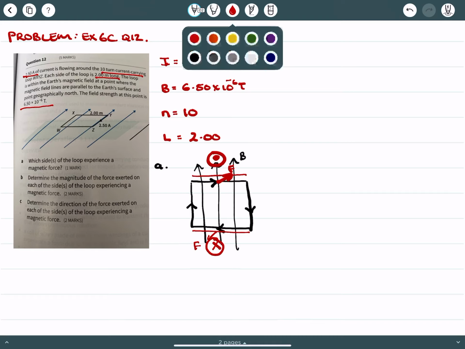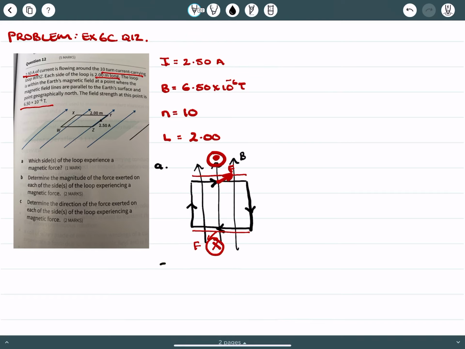So which sides of the loop are experiencing a magnetic force? The sides that experience it are sides X to Y and Z to W, or you could say W to Z. I'm just following the direction of the current. So they're the sides the forces will be working on.